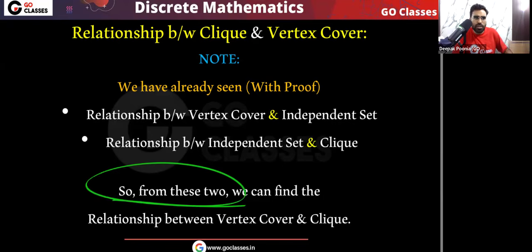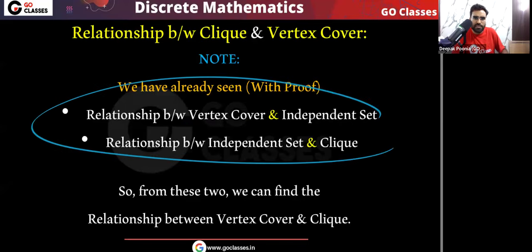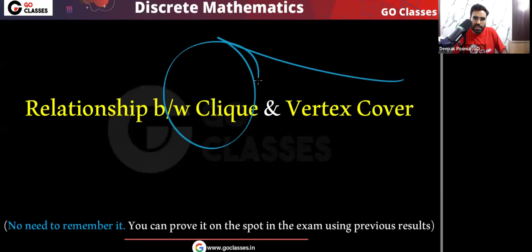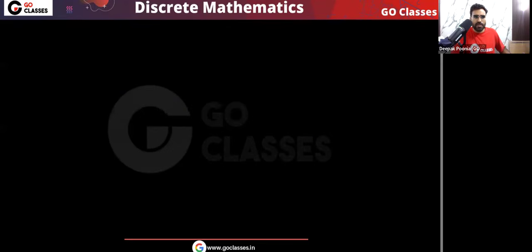Now from these two relationships, we can find the relationship between vertex cover and clique. Between vertex cover and independent set we have a relationship, and between independent set and clique there is a relationship that we have seen. The relationship between vertex cover and clique we can easily find out from these. Again, you don't need to remember it; you can prove it on the spot in the exam using the previous results. Now let's see the relationship between clique and vertex cover.